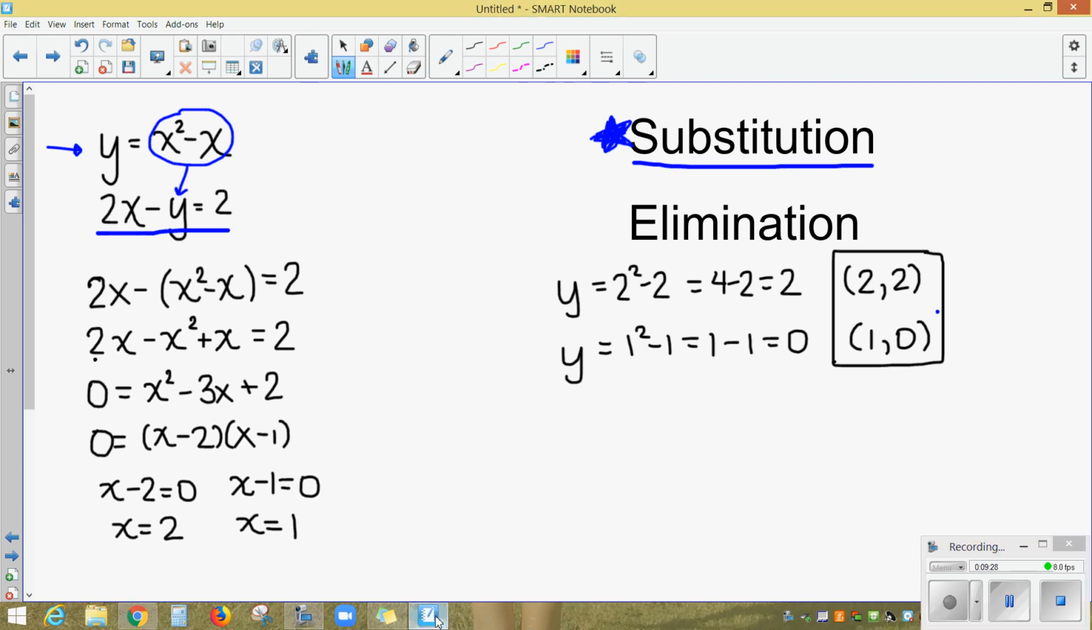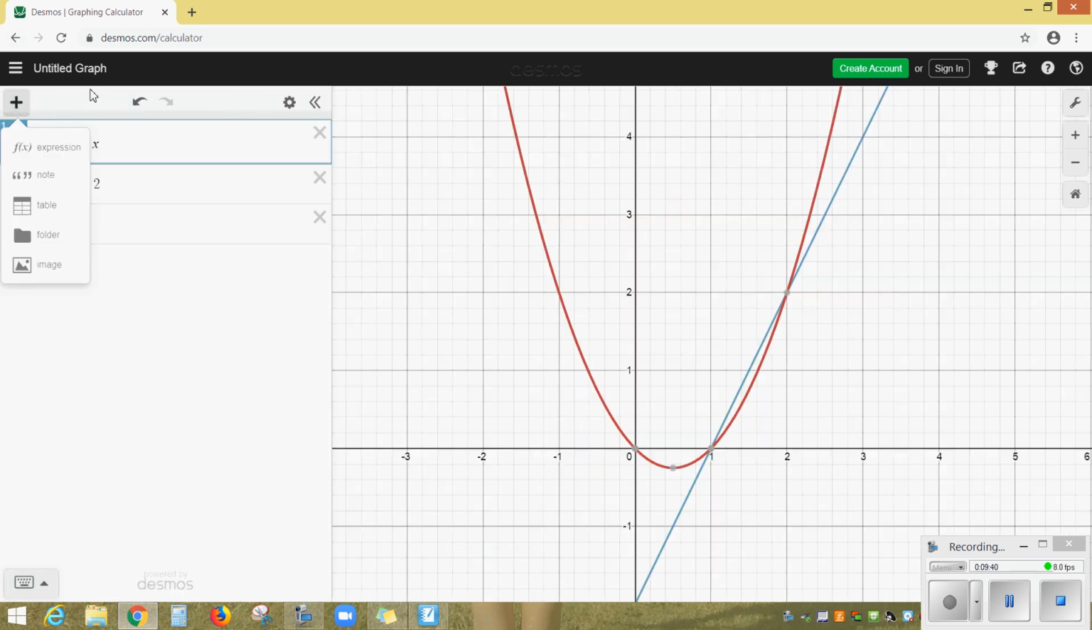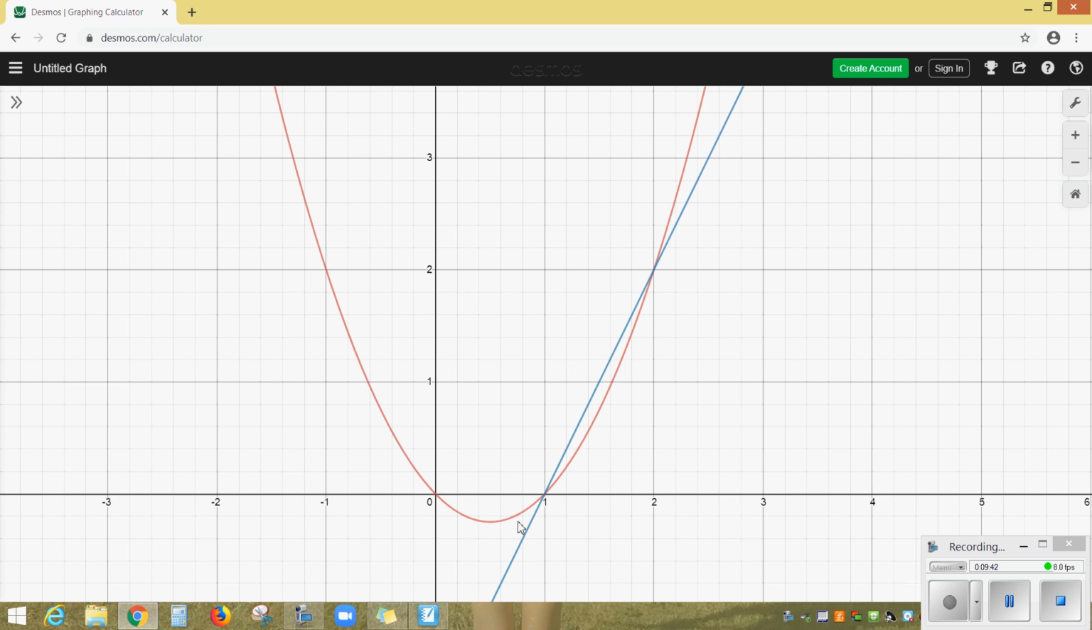I clicked over to Desmos real quick, and drew those two graphs. Here's y equals x squared minus x. And here is the line, 2x minus y equals 2. And if you notice, they do in fact intersect at the points (1, 0) and (2, 2).